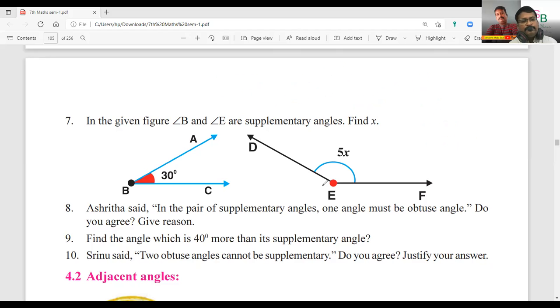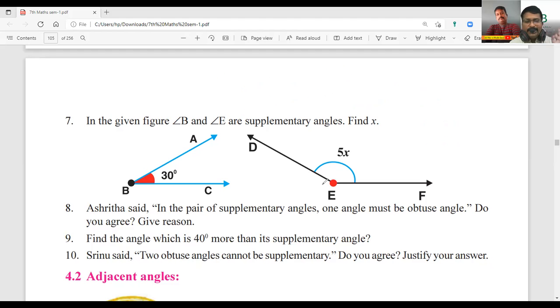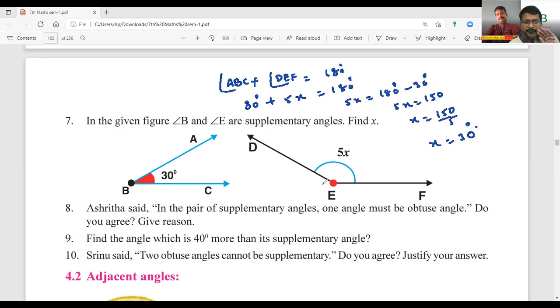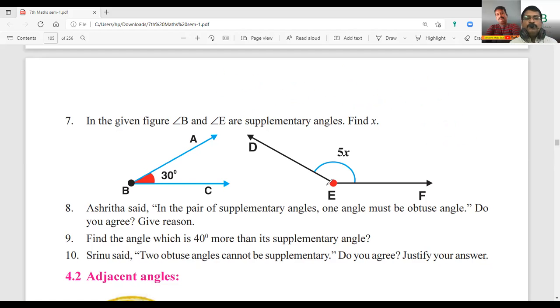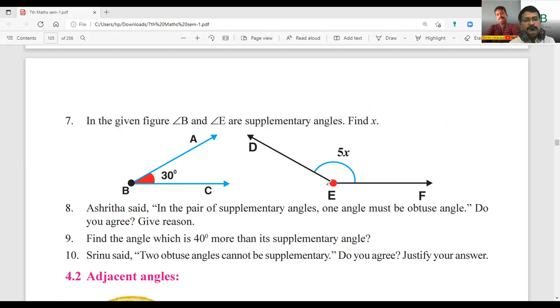Can we say that? No. Two right angles sum is always 180, so they are a pair of supplementary angles. 90 degrees is not an obtuse angle. That's why what Ashrita said is absolutely wrong. Absolutely wrong. Why? Because one angle must be obtuse.